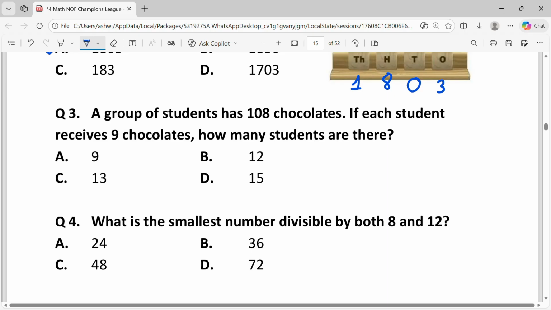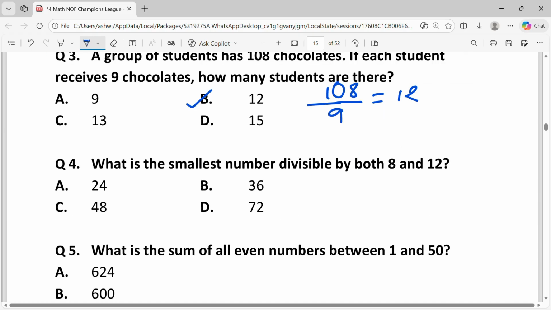Question 3. A group of students has 108 chocolates. If each student receives 9 chocolates, how many students are there? So the number of students will be the number of chocolates upon the number of chocolates each student gets, that is 108 upon 9, which is equal to 12. That is option B.